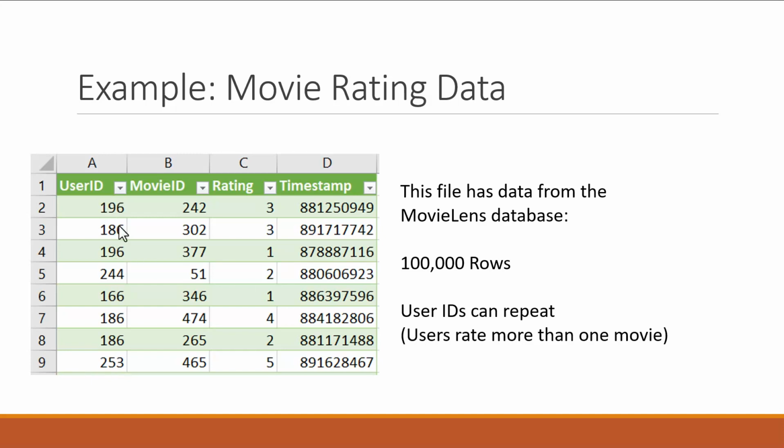There's a potential of repetition, not only in the user ID. A single user could also rate multiple movies. So a movie could be rated by multiple users. So we could have repetition on the movie ID side and so forth.